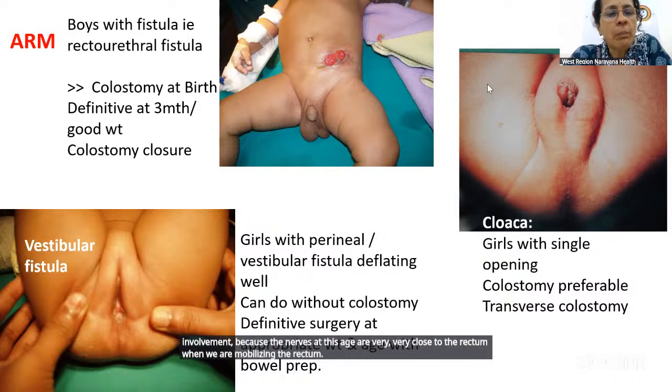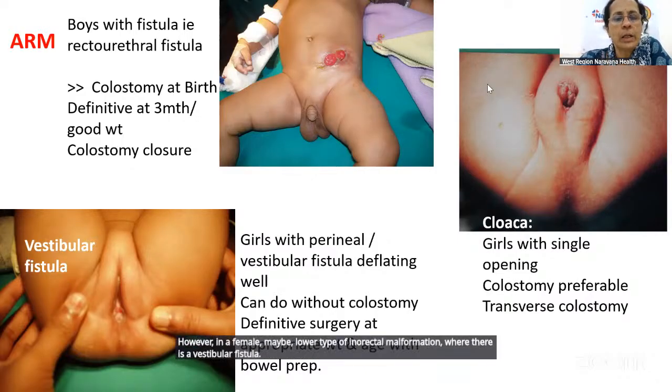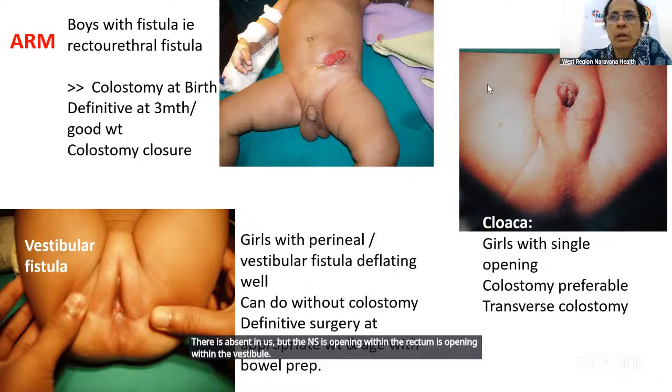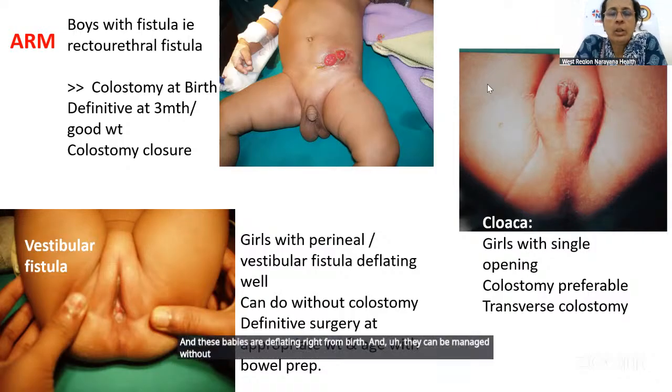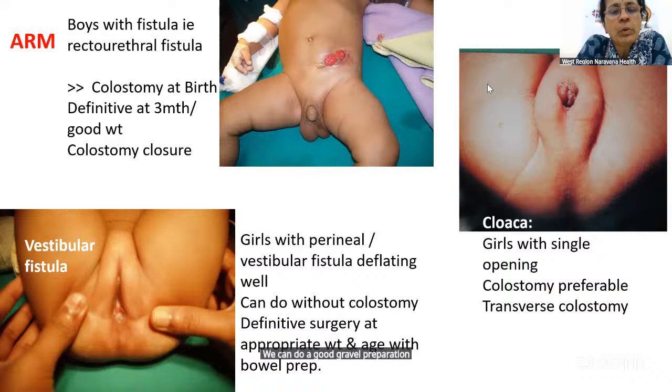However, in a female baby with a low type of anorectal malformation, where there is a vestibular fistula, there is an absent anus, but the rectum is opening within the vestibule, and these babies are deflating right from birth. They can be managed without any surgery in the neonatal period. When the baby is around 5 kg or 2 to 3 months old, we can do a good bowel preparation and a primary pull-through to create the neoanus.